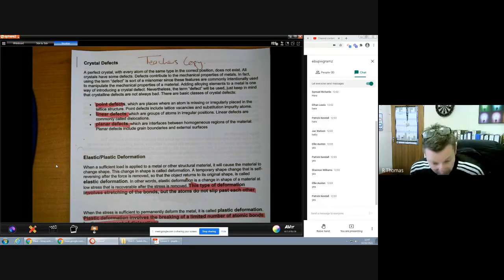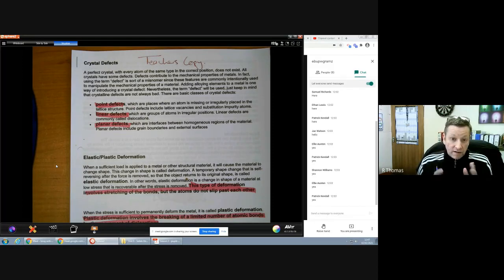Okay. However, even though we don't like the word defect, as in something wrong with it, that's what we call them in physics, a defect. But it's not always a bad thing. And for our crystalline solids, there are three types that you need to be aware of: a point defect, a linear defect, and a planar defect. So a point defect is a place where a single atom is missing or irregularly placed in the lattice structure. So think of your lattice structure in the crystalline solid, just that nice regular lattice. Well, if you take one out or put an extra one in, that's called a point defect.